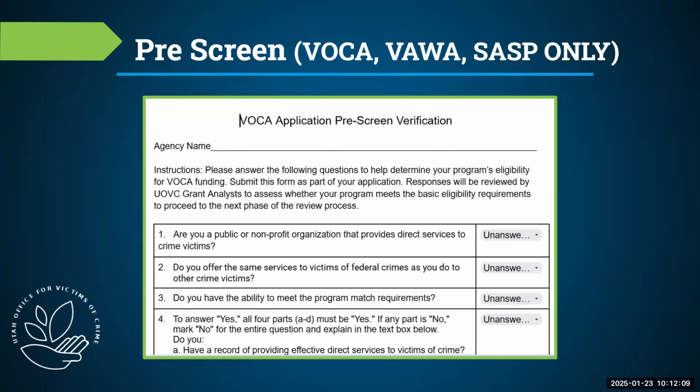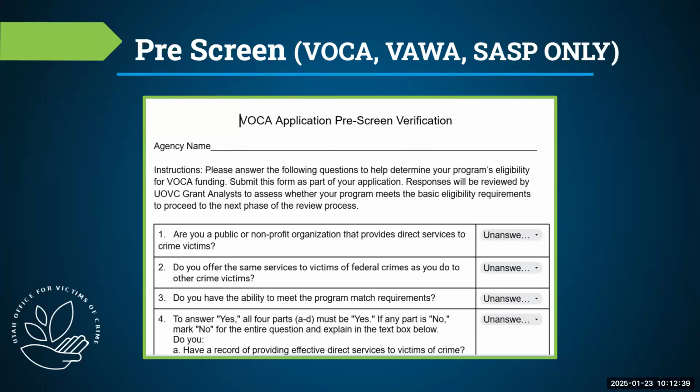The following section is applicable to federal applicants only, those applying for VOCA, VAWA, or SASP funding. To determine eligibility for a particular federal funding source, all applicants must complete the pre-screen process. Each federal funding source has a pre-screen form, which can be found under the Grants Solicitation tab on the UOVC website. The form consists of a series of yes or no questions that address the fundamental requirements for eligibility.